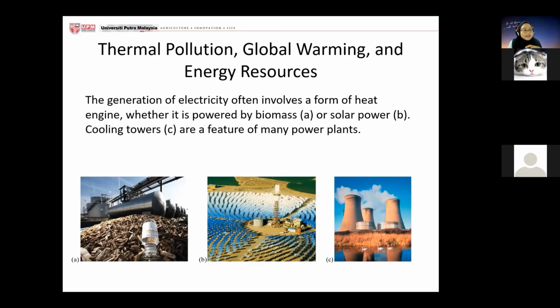So it's using the same thing like when you're using biomass. So it's actually producing heat. In one way or another, it's producing heat, which will move your turbine, and the turbine will generate the electricity. Okay? Because there's heat, that is why cooling towers are there.